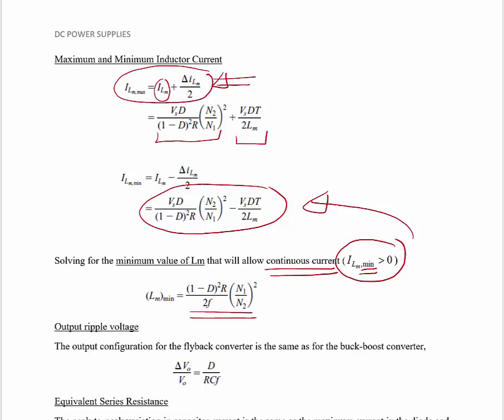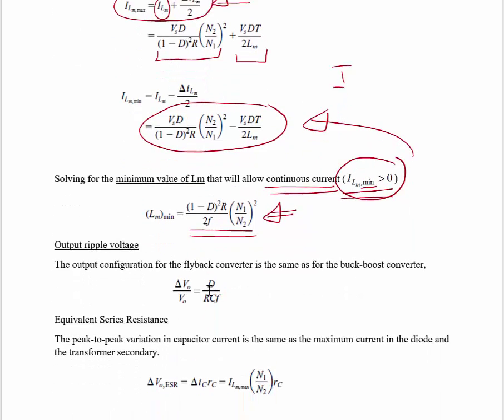So this is where all the critical values come in, and you can use that inequality, ILM greater than 0, to find all the other critical values. For Lm minimum, that is the expression we have for the flyback converter.